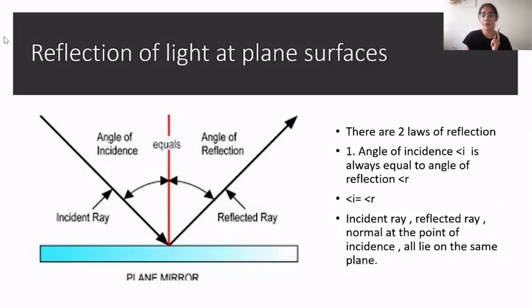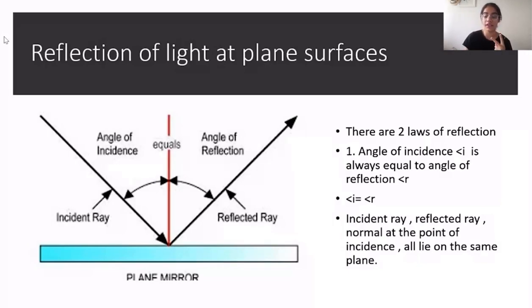And if we divide the angle between the incident ray and the reflected ray into two equal parts, then the line that divides it into two equal parts is called the normal. This normal is at 90 degrees to the plane mirror or the plane surface on which the light is incident. We know then the two rules that now come into play. Angle of incidence is always equal to angle of reflection. So the angle between the incident ray and the normal is the angle of incidence, and the angle between the reflected ray and the normal is the angle of reflection, and both of them are always equal.